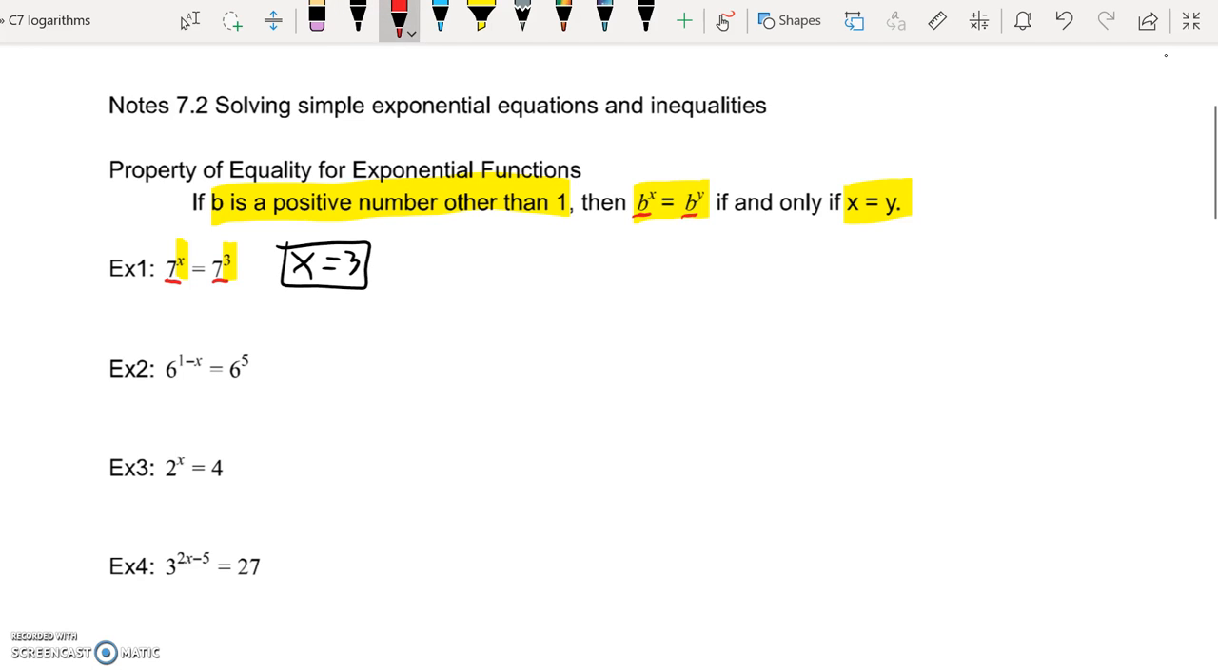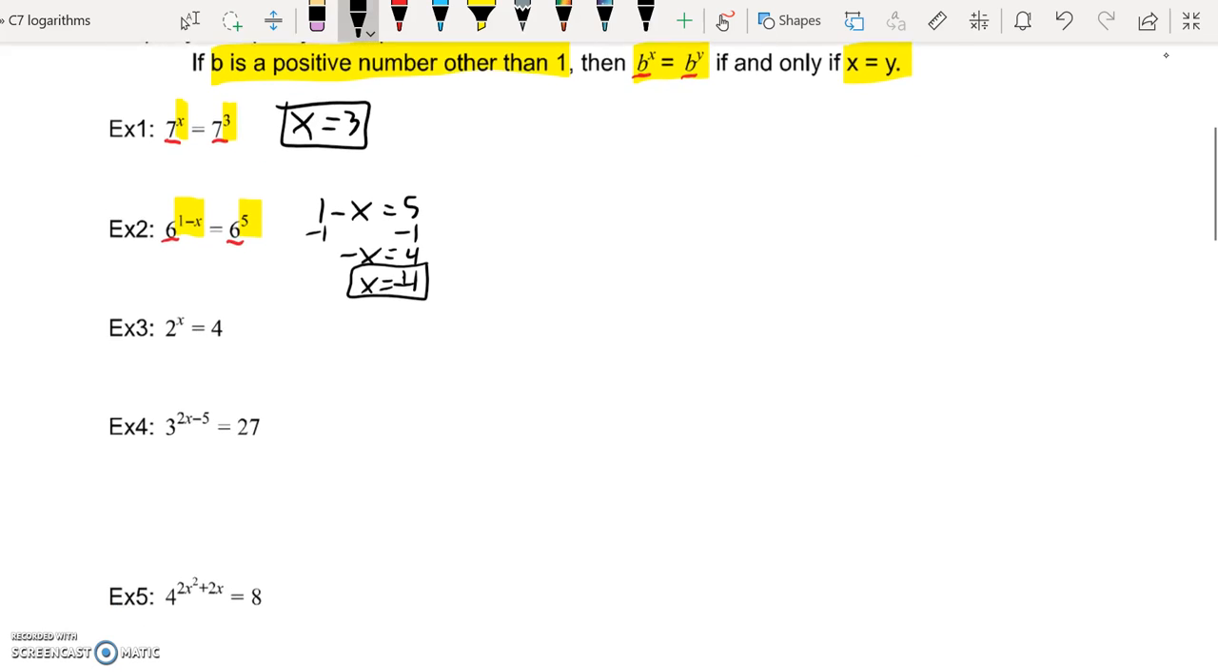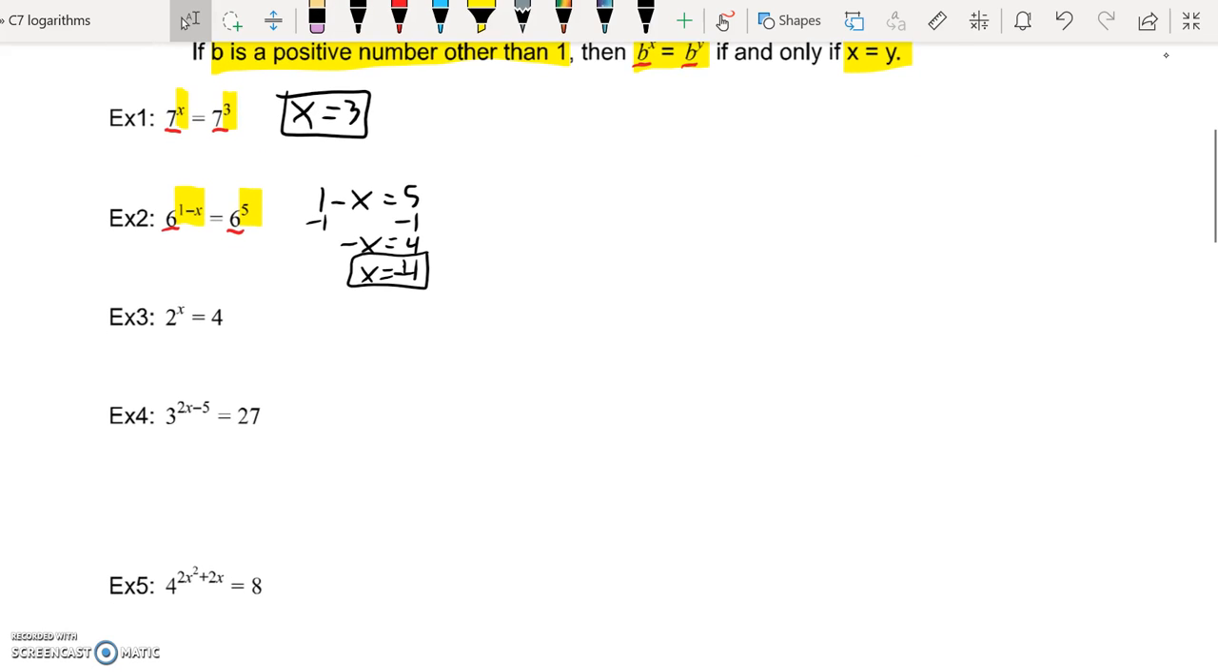Even if it takes more than one step, we are still lucky if the bases on both sides are the same right away. It lets us set the exponents equal to each other. And so 1 minus x equals 5, and we can solve. Negative x equals 4, so x has to equal negative 4. But usually, they're going to require us to do a little more thinking than that.